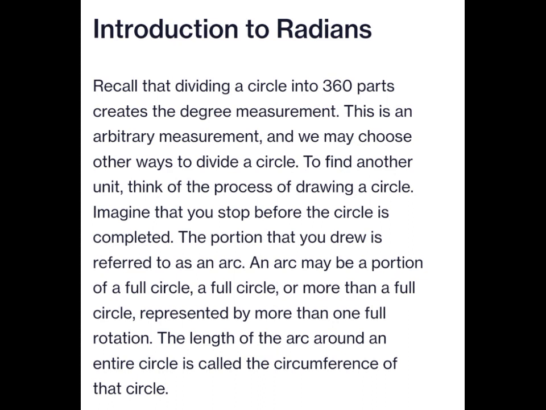Introduction to radians. Recall that dividing a circle into 360 parts creates the degree measurement. This is an arbitrary measurement, and we may choose other ways to divide a circle. To find another unit, think of the process of drawing a circle. Imagine that you stop before the circle is completed. The portion that you draw is referred to as an arc. An arc may be a portion of a full circle, or more than a full circle, represented by more than one full rotation. The length of the arc around an entire circle is called the circumference of that circle.